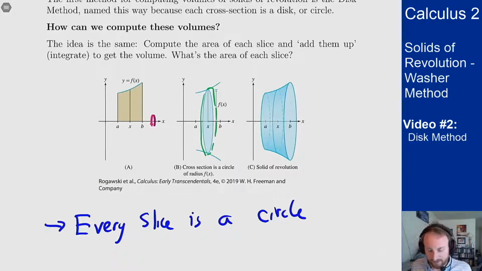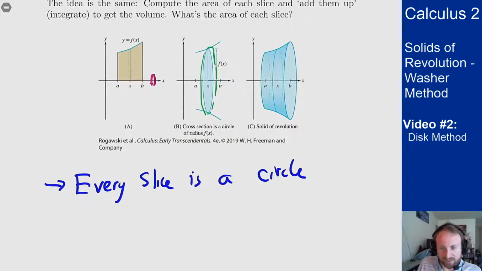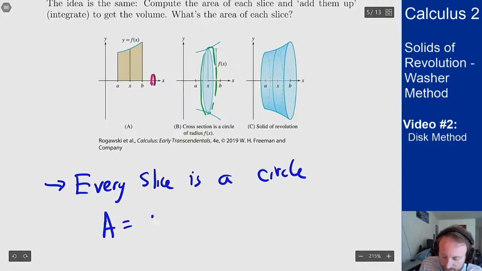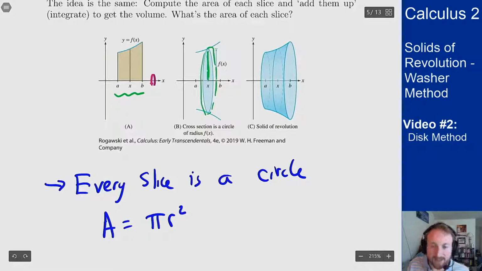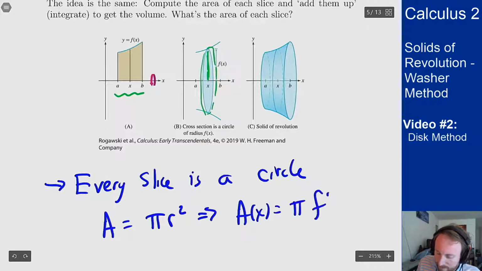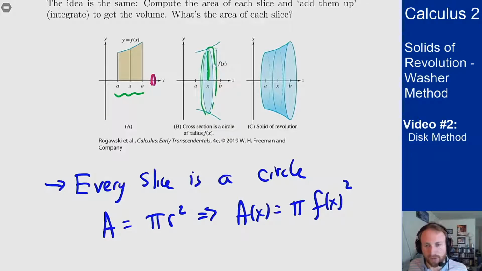So what's the area of each circle? Each slice is a circle whose area is going to be pi r squared. But what's the radius here? If we look back at this picture, the radius that we get right in here is exactly the value of the function. So the area as a function of x is pi times f of x squared. And I want to add that up over the range of my function.